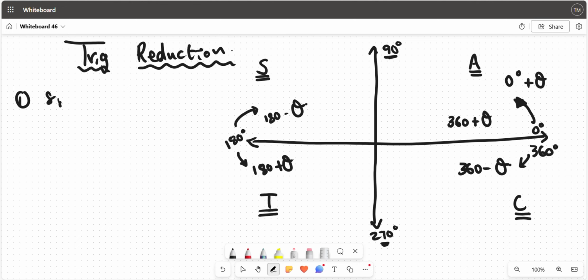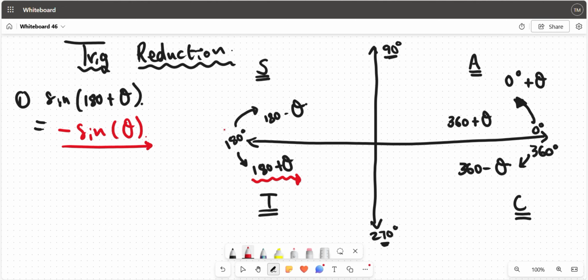Example number 1, if this said sine of 180 plus theta, then how would I reduce this? Again, the way you reduce this is you check which quadrant you're in. This puts me in the T quadrant, and sine is negative in that quadrant, so this ends up being a negative sine of theta. And there we go, as easy as that.